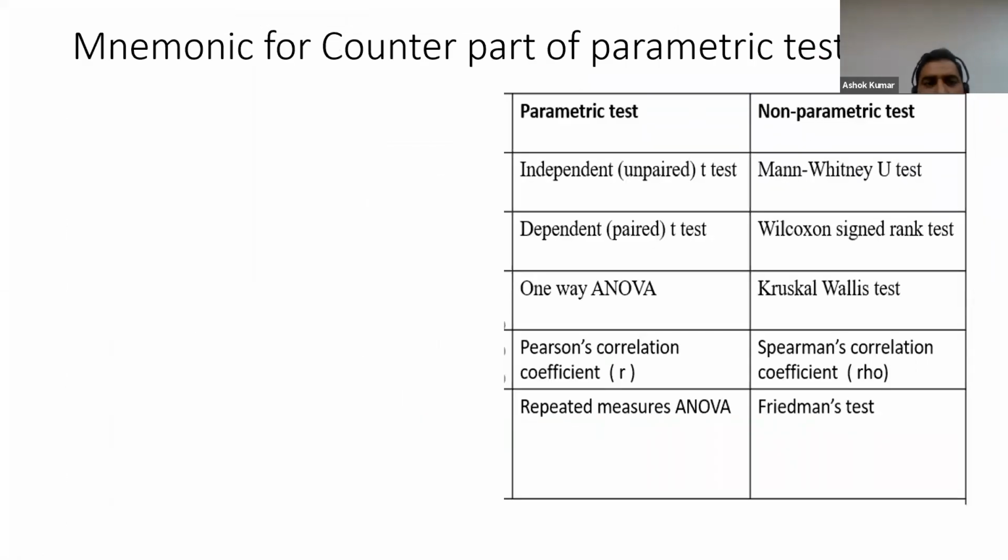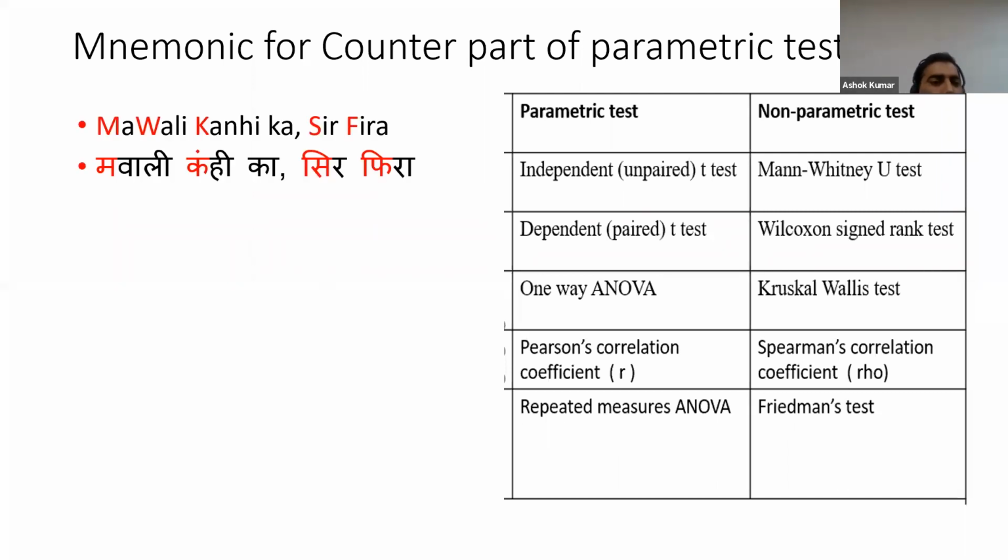But when we talk about the mnemonic for the counterparts of parametric tests, each parametric test has its counterpart. So how to remember? Because non-parametric tests are weak, sorry to say, the counterparts we can remember as Mawali kahin ka or Sirfira. It's for those who understand Hindi, and for those who don't, I have given it in English. So Mawali kahin ka, M. M is the Mann-Whitney test. So for the independent or unpaired t-test, the counterpart non-parametric test is the Mann-Whitney U test.